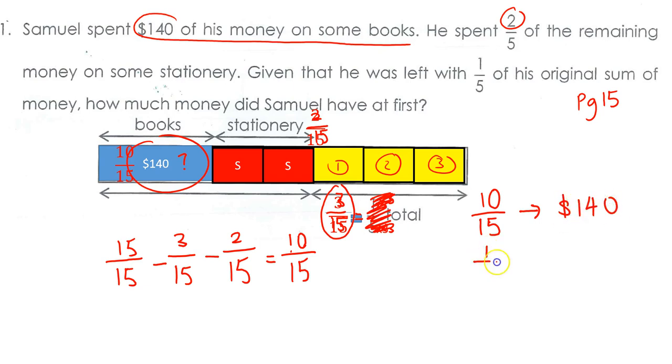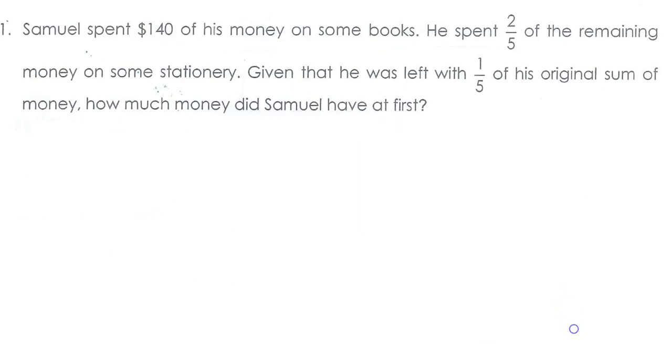Do you think you can find for 1 unit? Do you think you can find out how much money Samuel has at first? Okay, how much money Samuel has at first will be 15 total units, am I right? So find that out for me.